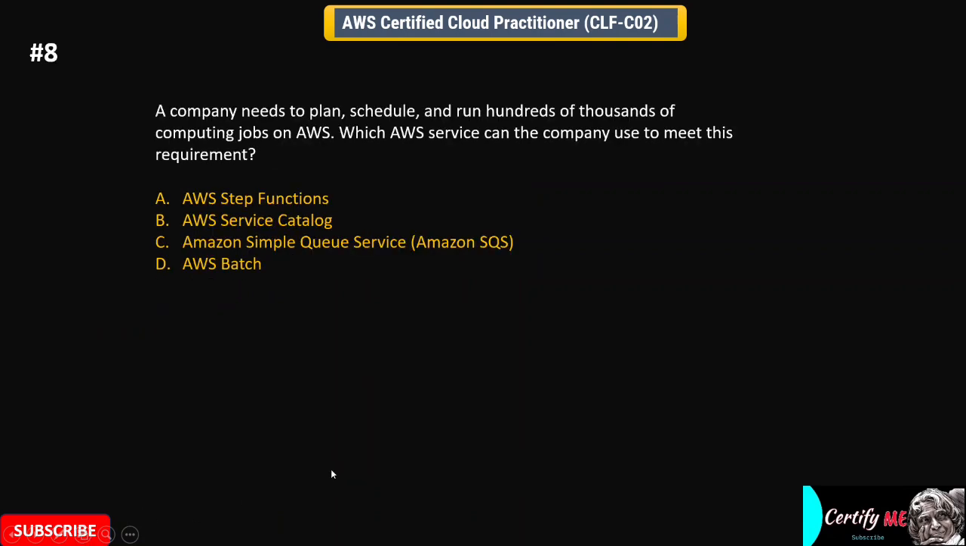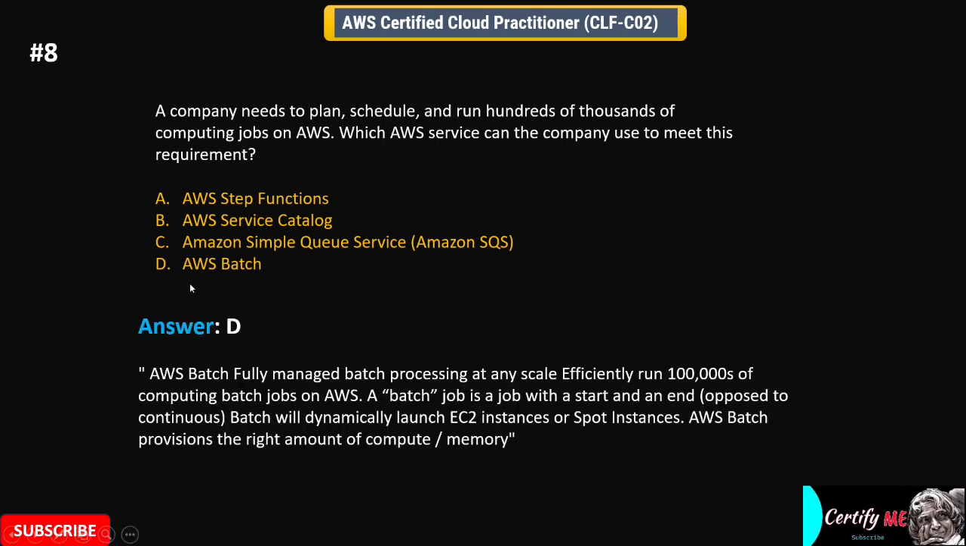Next question. A company needs to plan, schedule, and run hundreds of thousands of computing jobs on AWS. Which AWS service can the company use to meet this requirement? The options are: option A, AWS Step Functions. Option B, AWS Service Catalog. Option C, Amazon Simple Queue Service. Option D, AWS Batch. The correct answer is option D, AWS Batch.